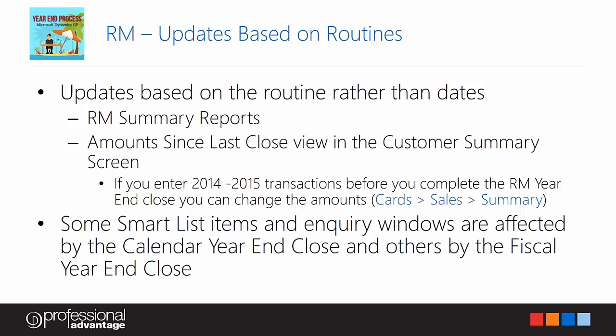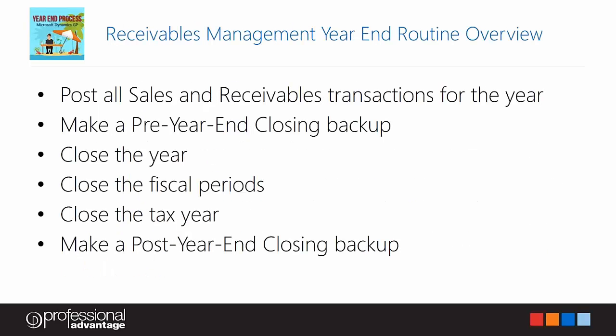So for receivables management, this is a quick overview of what needs to be done during the year-end routine. So similarly, in all subledgers, you need to post all sales and receivable batches for the year, make a backup of the year-end process, because this is not reversible for subledger modules. Then proceed with the year-end closing, and then close any financial periods that are still open, then make another backup.